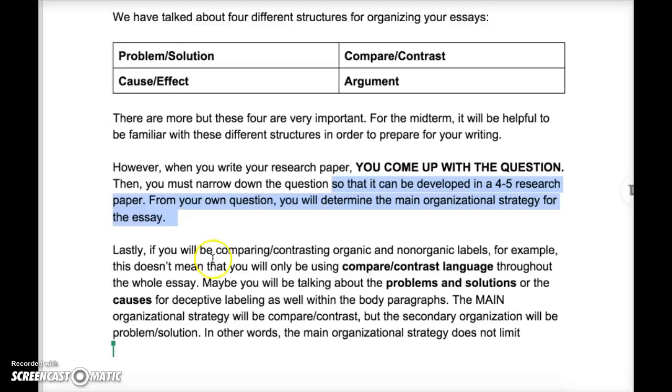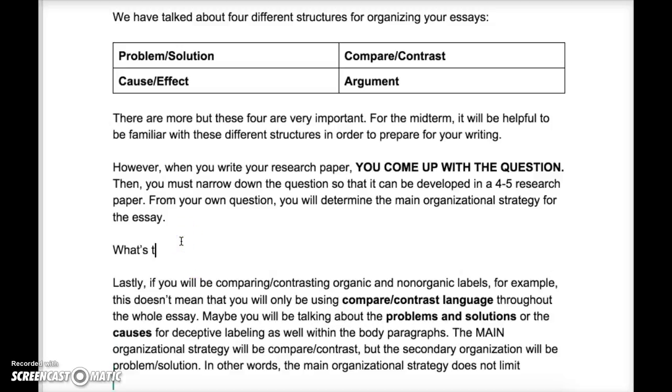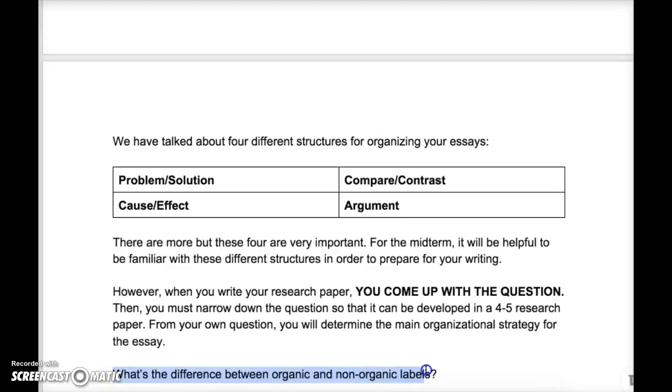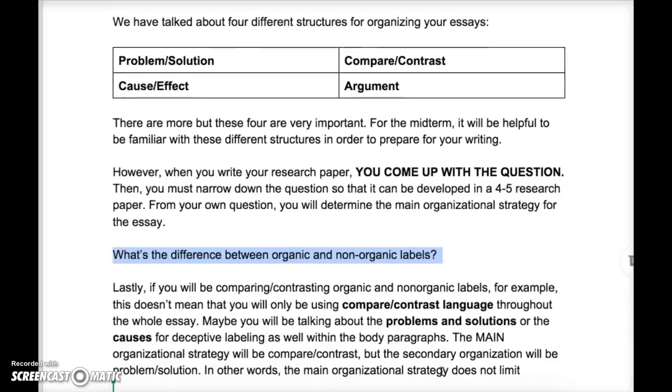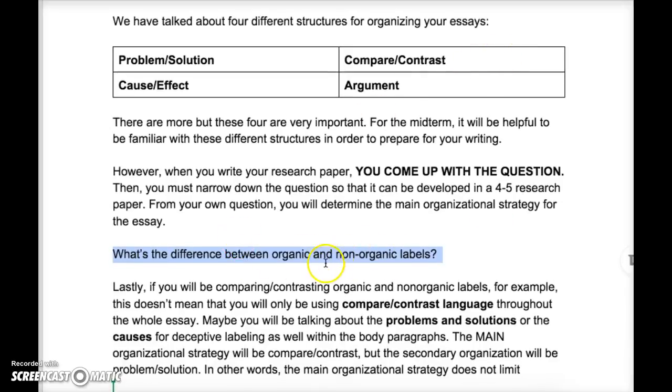So here's an example, right? I want to compare, my question is, what's the difference between organic and non-organic labels? I'll write that. What's the difference between organic and non-organic labels? What do you think for this question here the organizational strategy will be? Did you say compare contrast? Yes, that's correct. So that's pretty narrow, I think. That's fine. I would be comparing organic labels, non-organic throughout my essay.